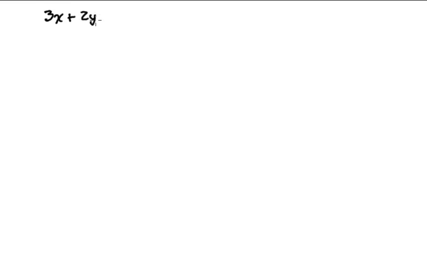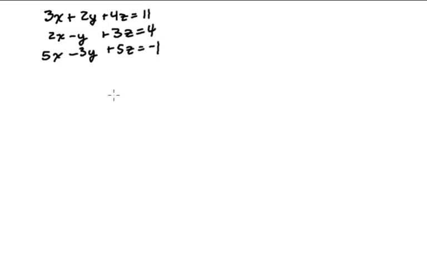So let's say that we have 3x plus 2y plus 4z equals 11, and 2x minus y plus 3z equals 4, and 5x minus 3y plus 5z equals negative 1. Now you actually have several different possibilities for what could happen here. You could find that there's no solution, and that if these were planes, that they didn't intersect at all. You can also find that perhaps they intersect in exactly one point, that there's one point x, y, z where that is a solution to all three of these equations.